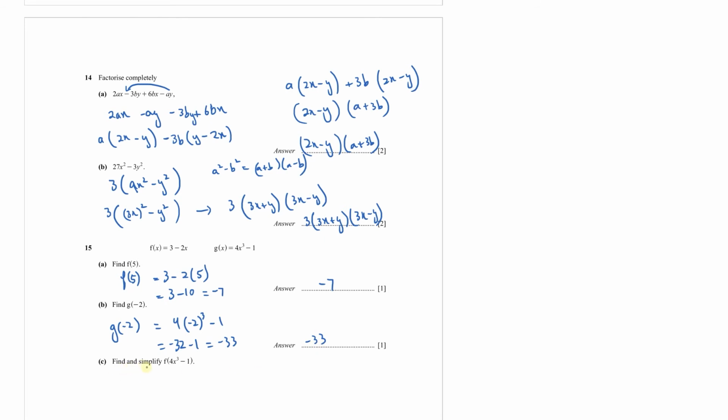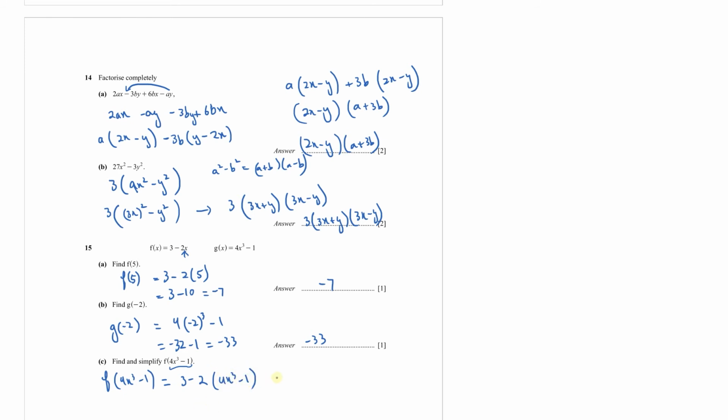Part C is find and simplify f of 4x cube minus 1. So you have to find f of 4x cube minus 1. So you will substitute in place of x here this value. So you will get 3 minus 2, and then in place of x, I have to substitute 4x cube minus 1.